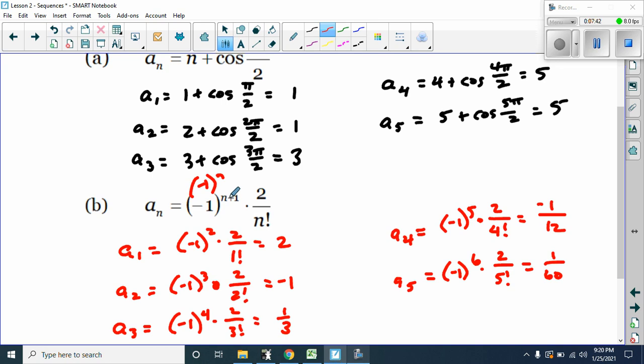If we have (-1)^(n+1), notice the first term is going to be positive, whereas (-1)^n, the first term would be negative. So these are the two you primarily would use if we are alternating back and forth between positive and negative terms. (-1)^n will start us with a negative value. (-1)^(n+1) will start us with a positive value.